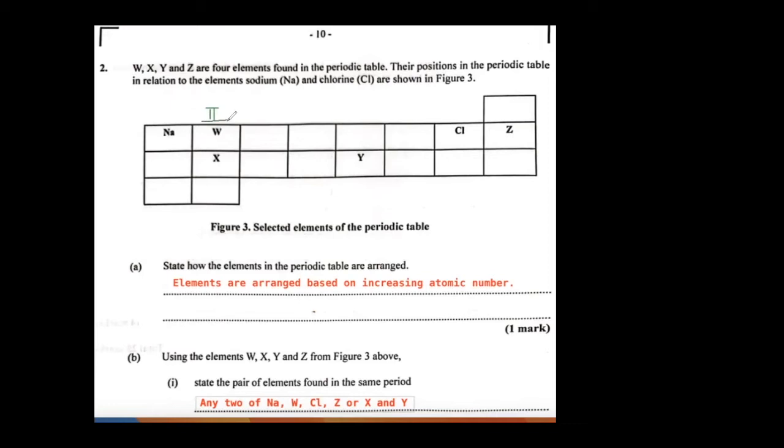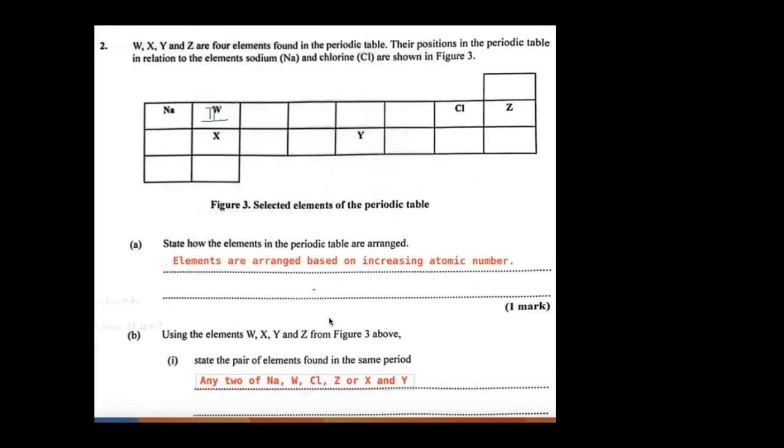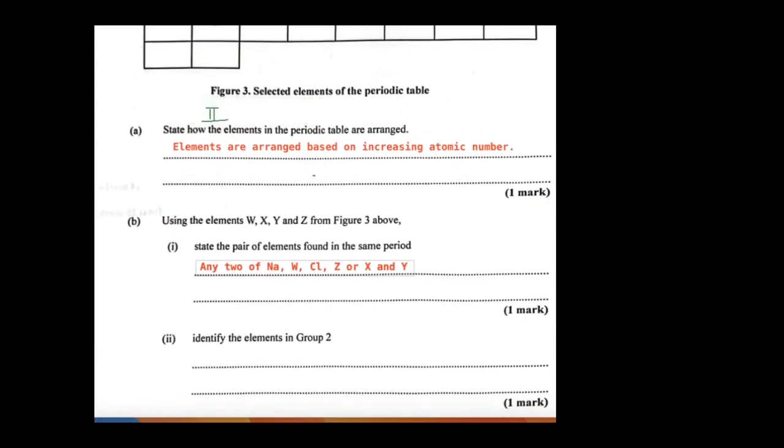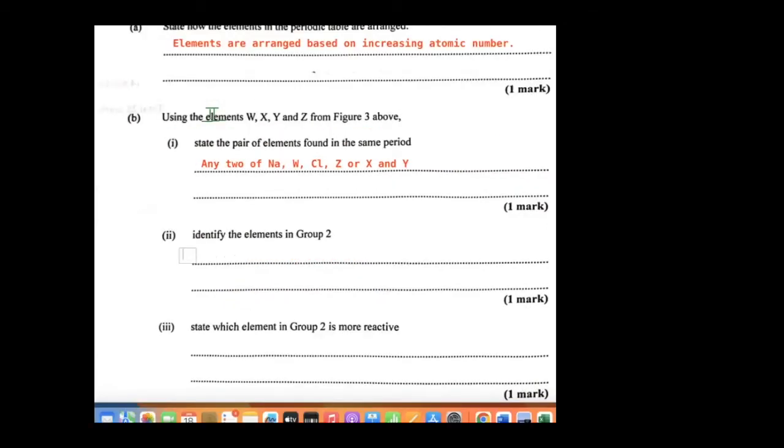Next part, identify the elements in group 2. So the elements in group 2, this is group 2 right here. Not sure if we can line it up. We should be able to draw something there. So this is group 2, Roman numeral 2. So we're coming back from that. They want us to look at the elements in group 2, which would be W and X. We don't need to decode anything. So we're just going to write that in.